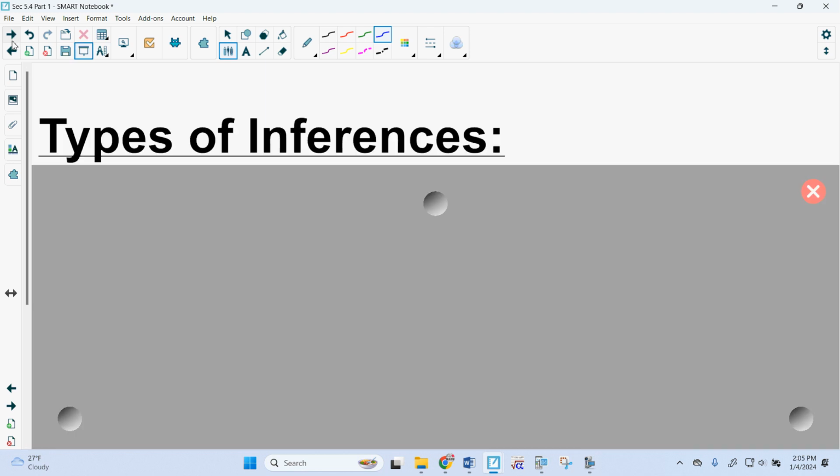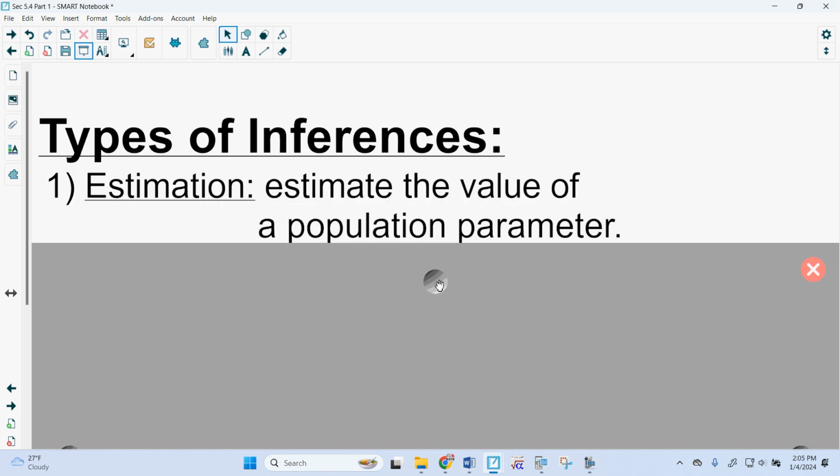We kind of talked about that already. There are three types of inference we're going to look at as we go through, going forward multiple chapters. The first type of inference is estimation, where we want to estimate the value of a population parameter. Let's go with proportion. We want to estimate what proportion of students at Smithville High School have iPhones. So we would interview a few people, and we'd have a small number that we could use as our sample to predict something about everybody at Smithville.